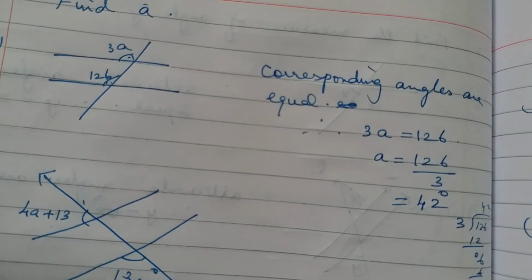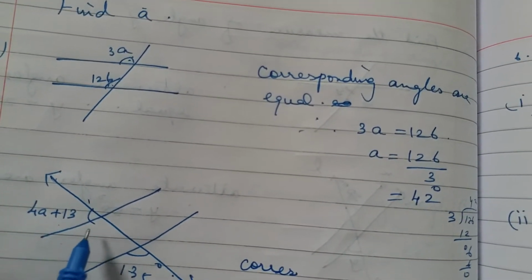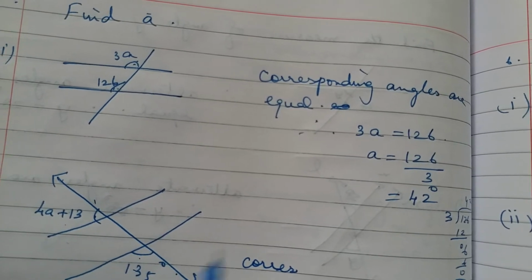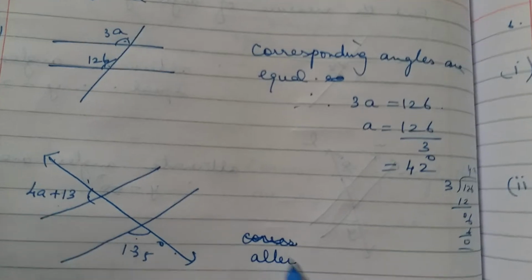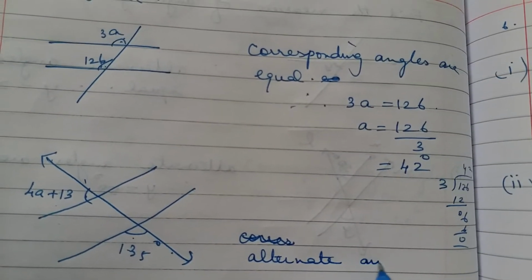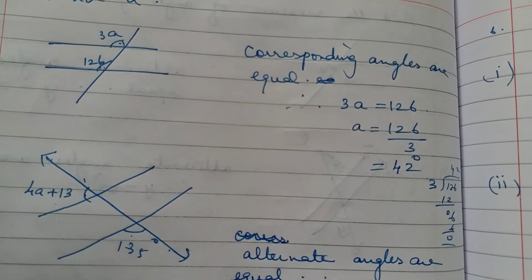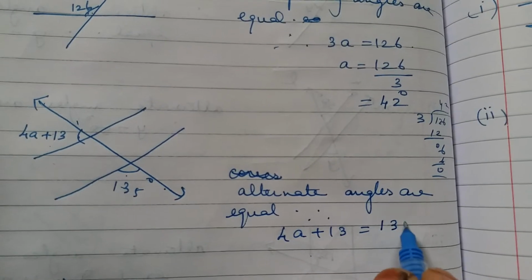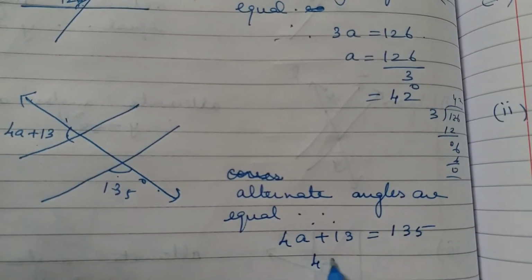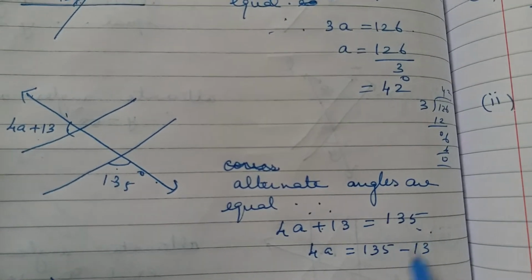Next, they have asked that here also they are corresponding angles. Sorry, this is outside, this is also outside. So they are not corresponding, they are alternate angles. So alternate angles are equal. Therefore 4a plus 13 is equal to 135. So 4a is equal to what? 135 minus 13. If it goes this side it becomes minus.